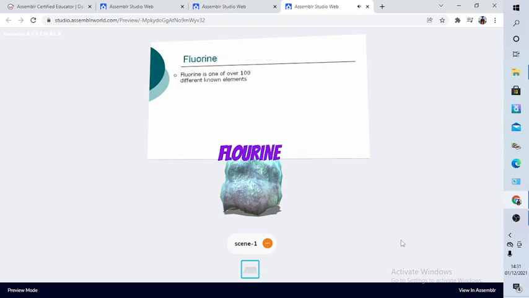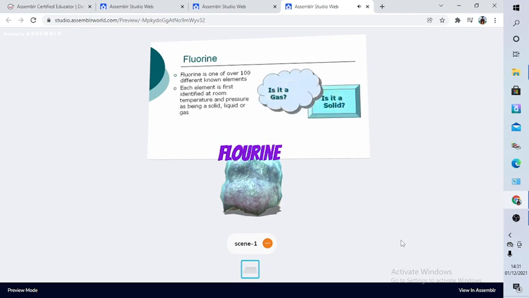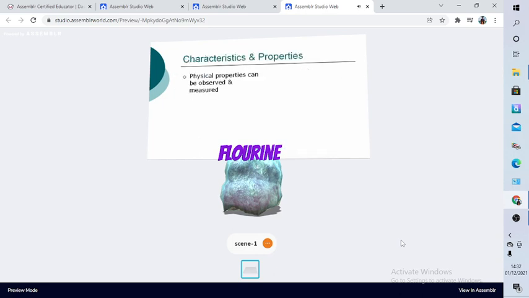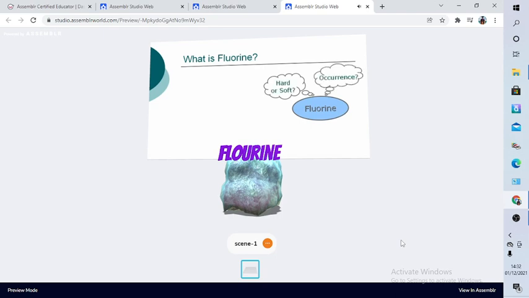The element fluorine is one of over 100 different chemical elements that are known to modern chemistry. Each element is first identified at room temperature and pressure as being a solid, liquid, or gas, referred to as states of matter. Each element has physical properties that can be observed and measured, such as color, density, and odor. The chemical properties are the characteristics that determine how a substance will react with other substances, such as water or oxygen.